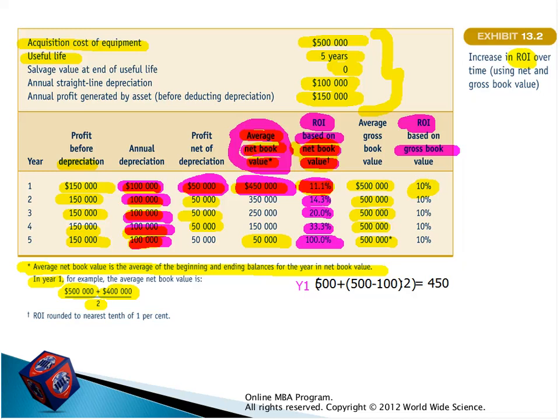Year number 2. So what do we do? We know that the book value for the beginning of the second year is 400, right?